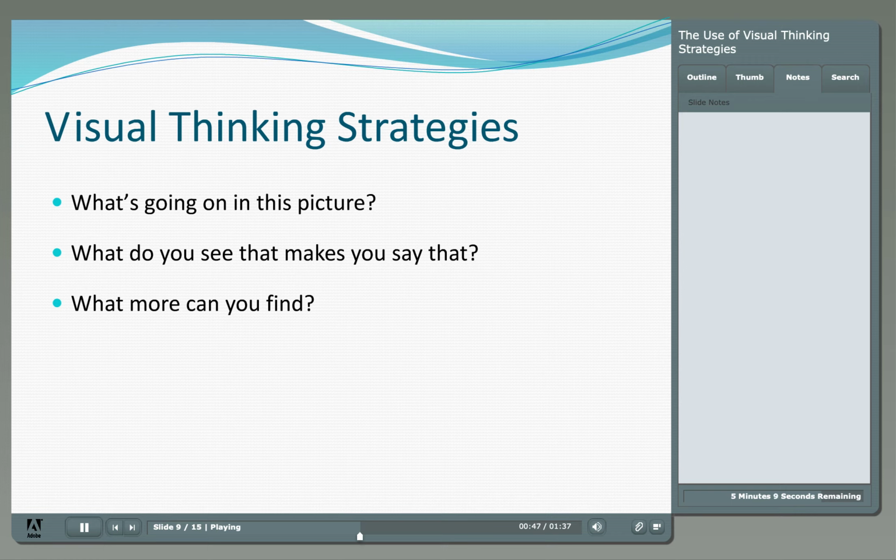The second question that the facilitator asks is, what do you see that makes you say that? This question clarifies and asks for evidential reasoning from the student. The students need to continue to give visual evidence for what they are seeing and describe it to the group. And then the final question, what more can you find, is asked at the end of the conversation. This moves the discussion forward and asks students to look in a non-threatening way again at the painting.